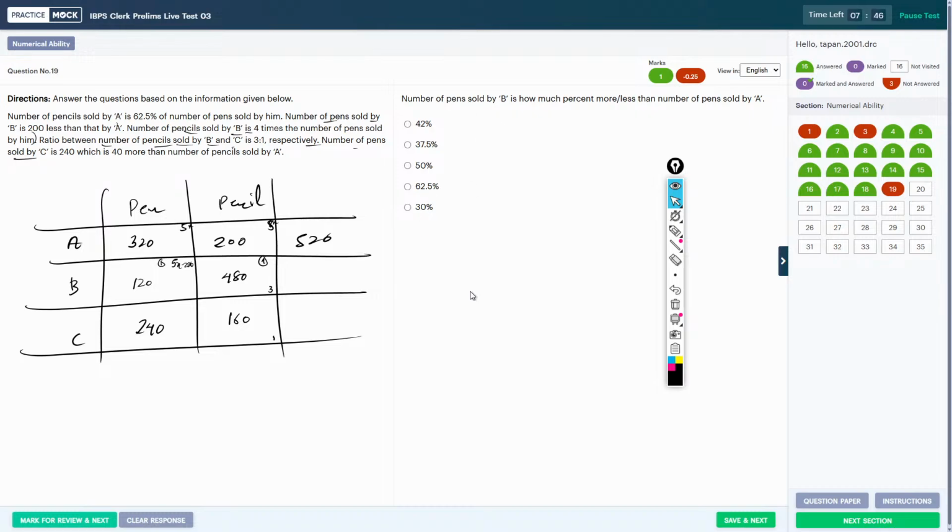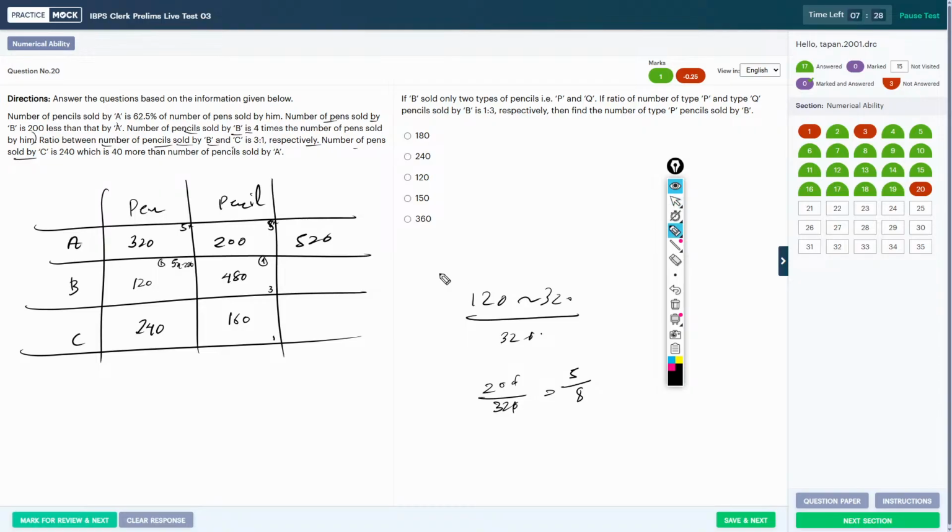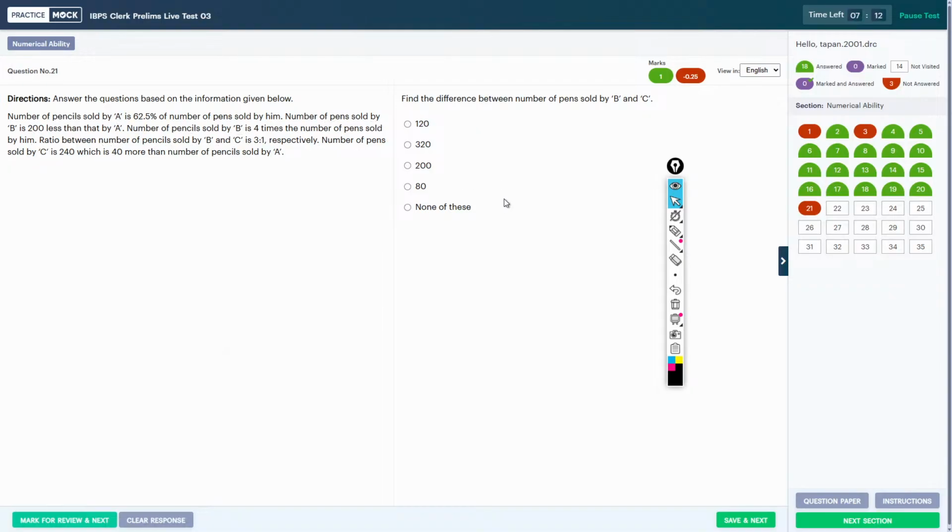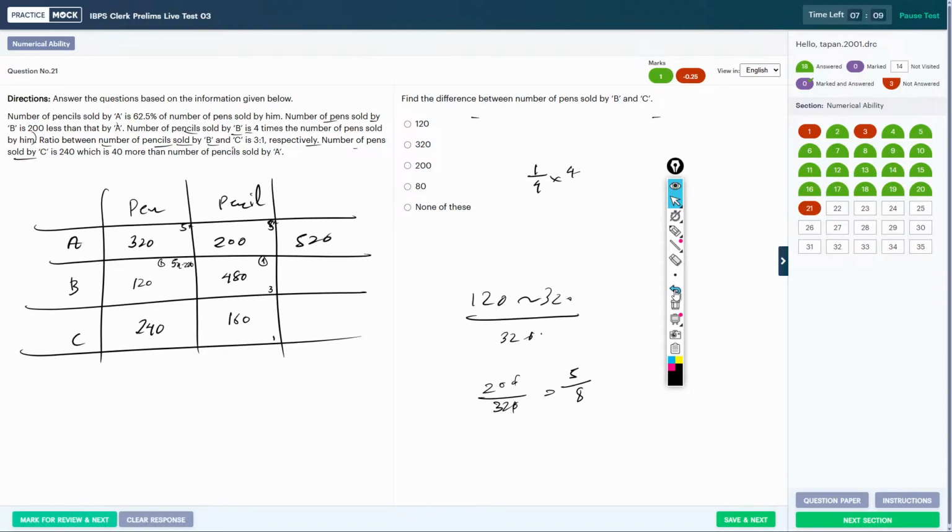Pens sold by B is how much percent more or less than the number of pens sold by A? So 200 by 320, so 62.5. If we sold two types of pencil P and Q, and the ratio of type P to Q is 1 to 3, P, so total pencil by B 480, 120. Difference between the number of pens sold by B and C is 120.